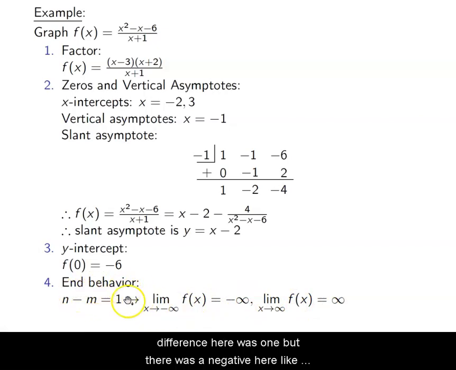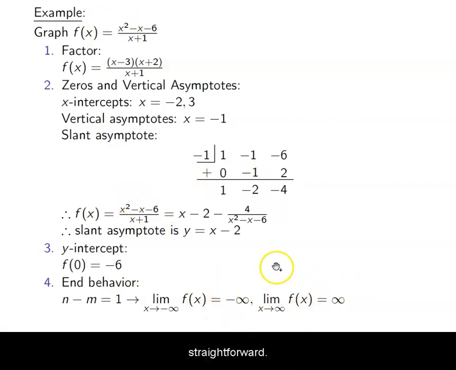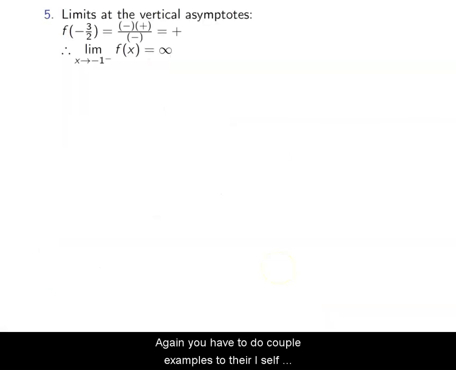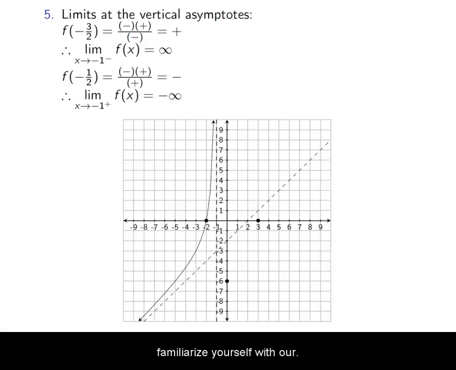Okay, if the difference here was 1, but there was a negative here, like this was negative x squared, then it would act like, instead of a positive line, like a negative line. It would still act like a linear function, but with a negative multiple in front, so these would be switched. So that part of it is actually pretty straightforward. Again, you just have to do a couple examples to familiarize yourself with how it works.